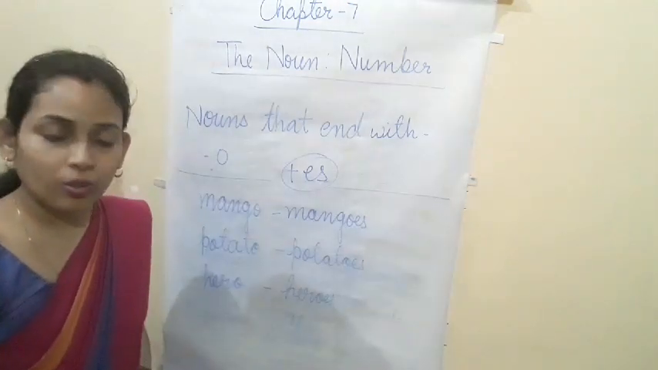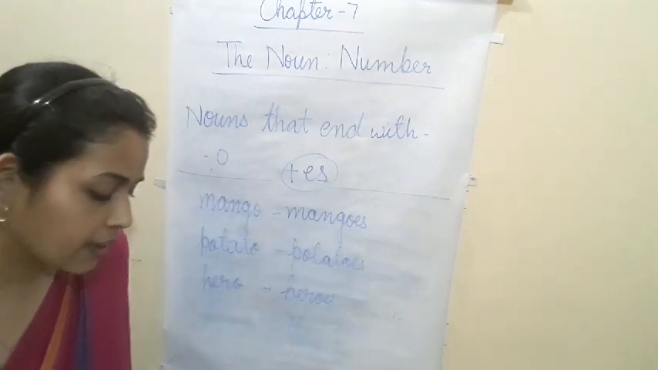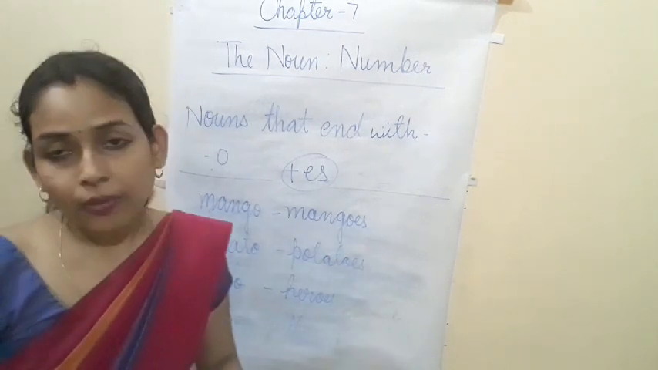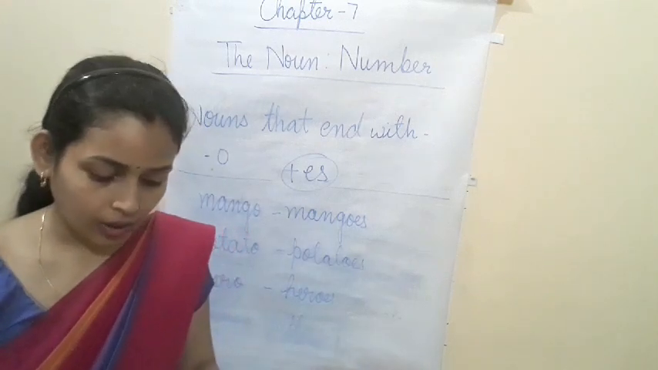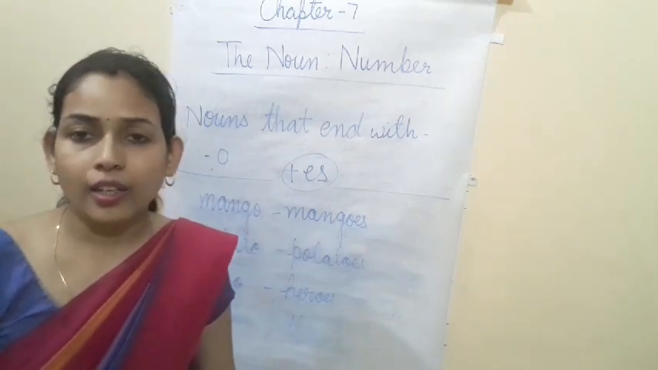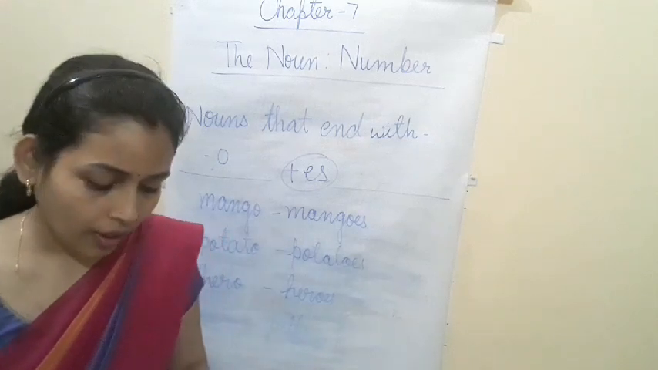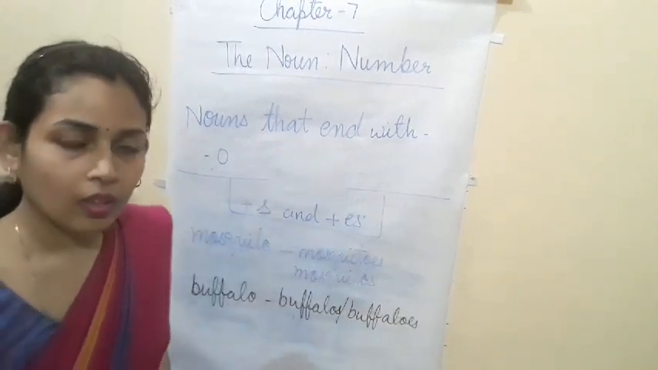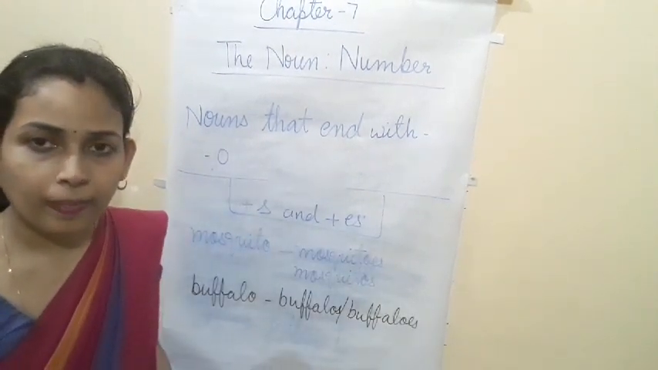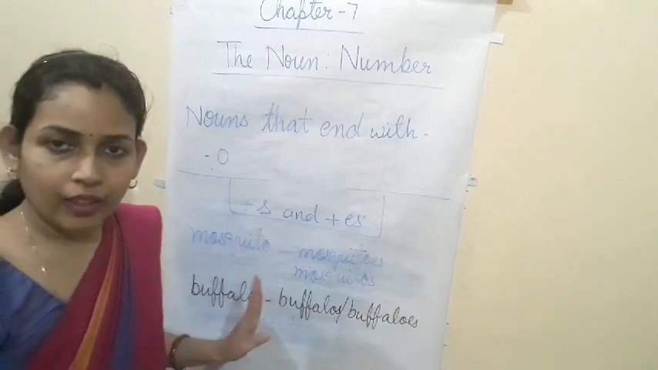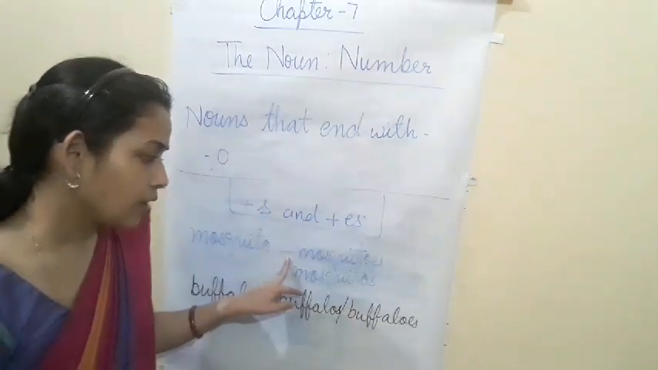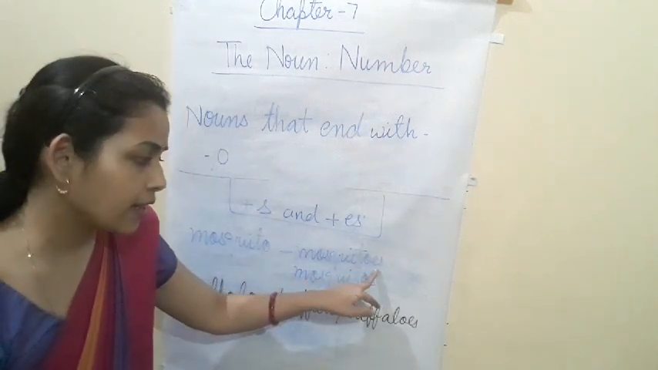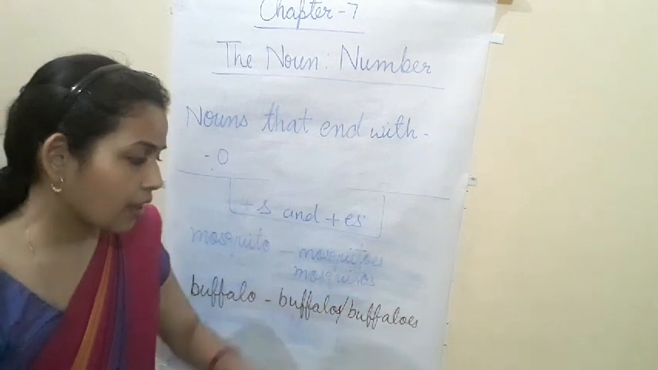Now one more thing I want to tell you. Here again the last letter, the ending letter, is O. Here again there are two ways we can make plurals. One way by adding S and another way by adding ES. Okay. So one example I am going to write here. So here you can see the last letter, the ending letter is O, and in two ways we can make the plurals. First by adding ES, and the second one by adding S only.